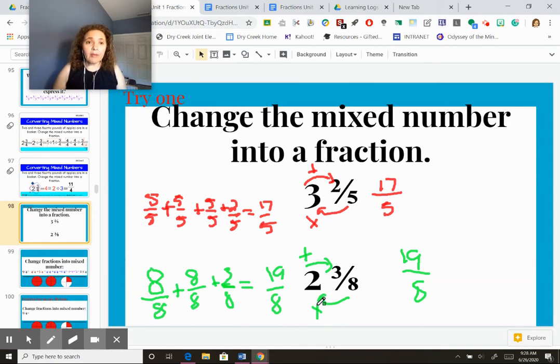Or if you want to break it up, I have 8s, so I have 2 of those. So I have 8 over 8 plus 8 over 8. That gives me my 2 wholes plus my 3/8. 8 plus 8 is 16, plus 3 is 19 over 8. Both ways work. I like the MAD way. Multiply, add, denominator stays the same, okay?